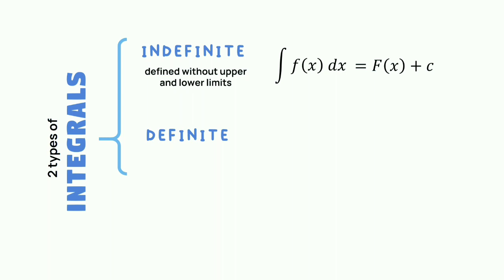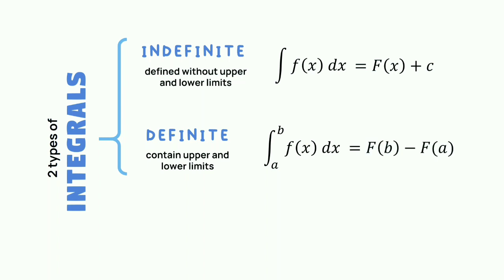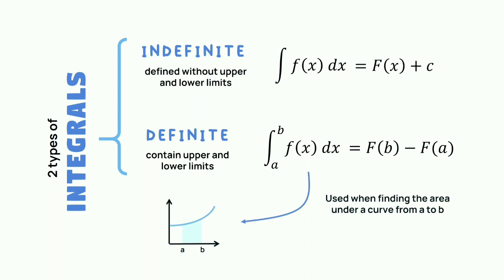Definite integrals are integrals that contain upper and lower limits. On a real line, x is restricted to a line. A definite integral is presented like this. And this is equal to f(b) minus f(a). Definite integrals are used when you are trying to find the area under a curve, but from one specific point to another. Something like this.